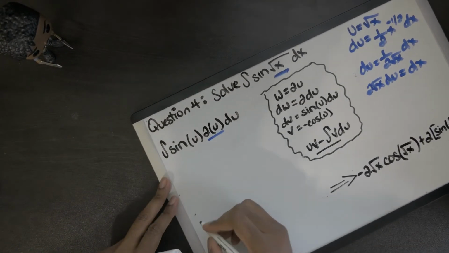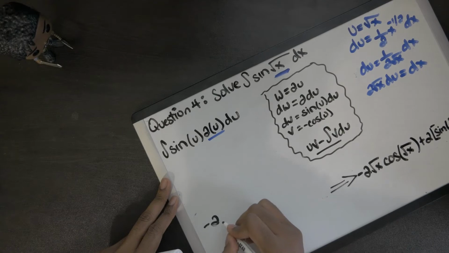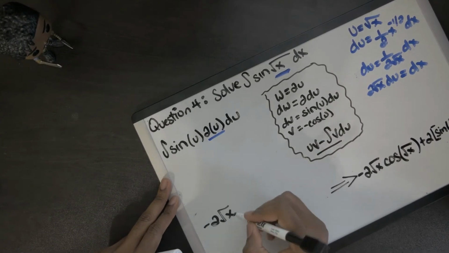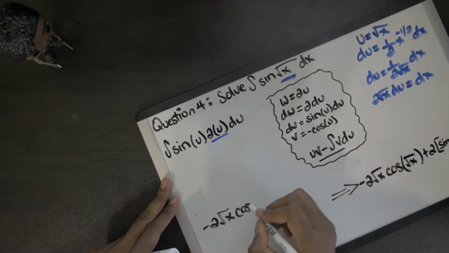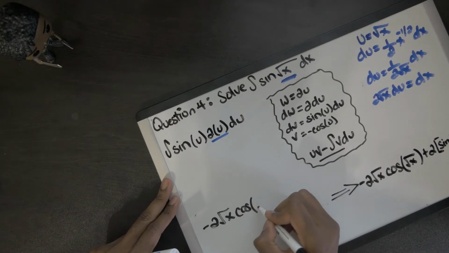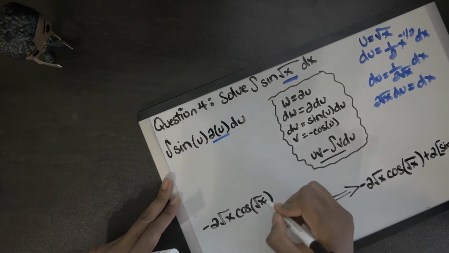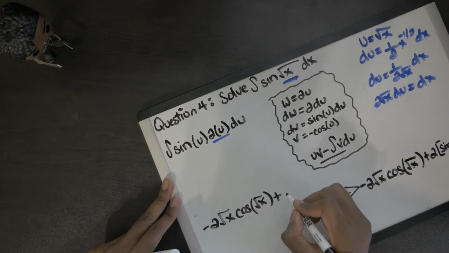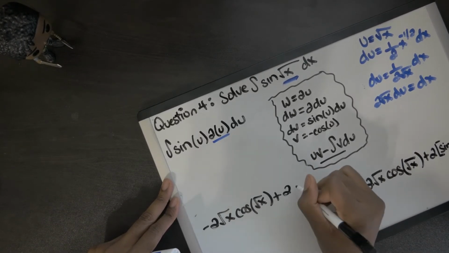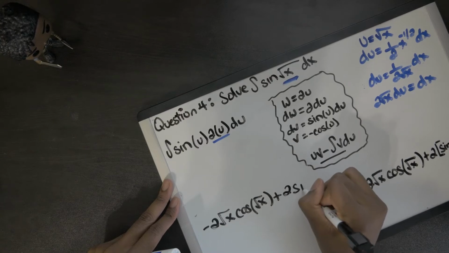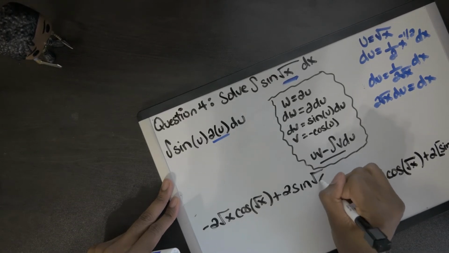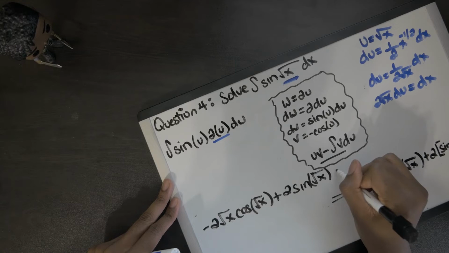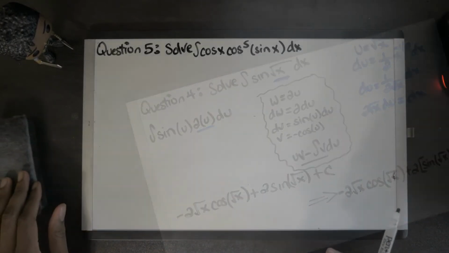Again, we have -2 root x cosine root x plus, and then I'll just multiply that out. So we're actually going to have 2 sine root x plus c.